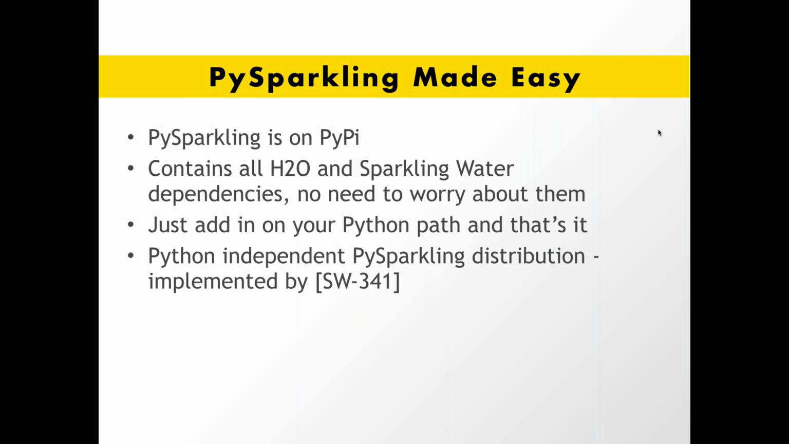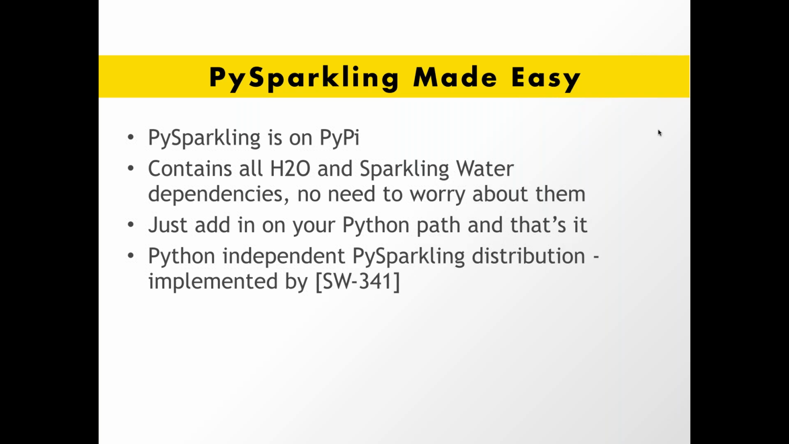And so far I was talking in general about Sparkling Water. Sparkling Water has APIs for three different languages: Scala, Java, Python, and R. For Scala, we use Sparkling Water. For Python, we use PySparkling. And for R, we use RSparkling.